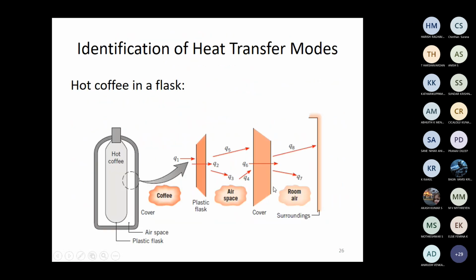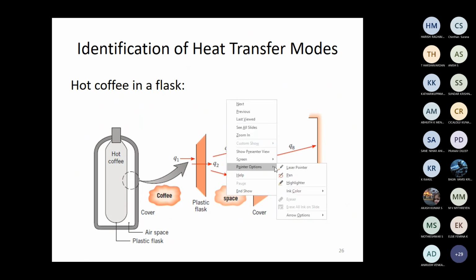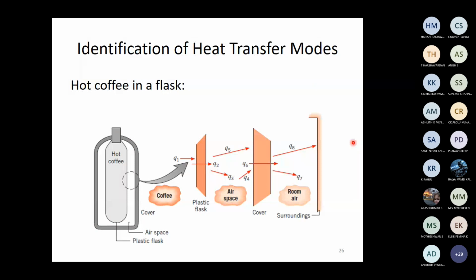Now moving on, we'll see the topic called identifying the modes of heat transfer, also called system identification. Why this is important is because every time you deal with a heat transfer problem, you will have to decide which equation to apply. You have seen 3 equations, one for conduction, one for convection, and one for radiation. How do we know which equation to apply?